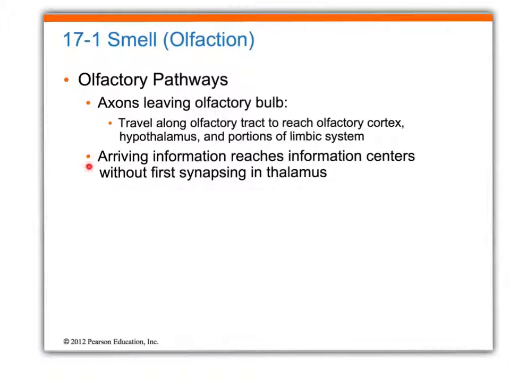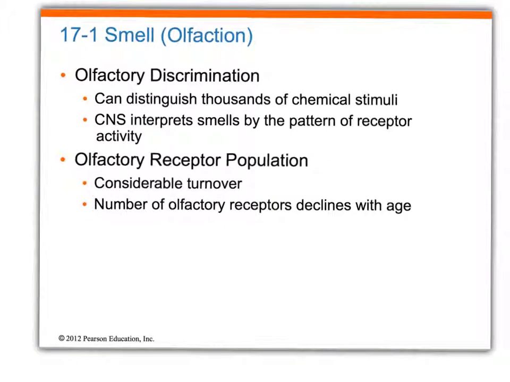And this is notable, the fact that the olfactory sensations do not go through the thalamus, because olfaction is the only sense that doesn't go through the thalamus. All your other senses, vision, hearing, they all have to go through the thalamus to reach consciousness. Olfaction is the only one that gets to consciousness without going through the thalamus.